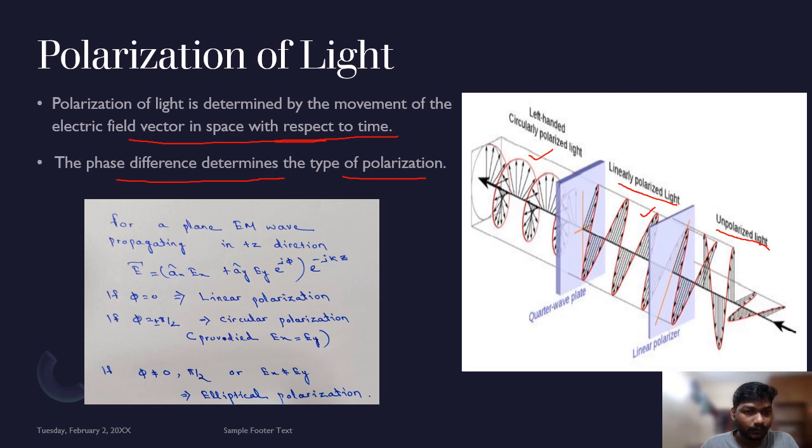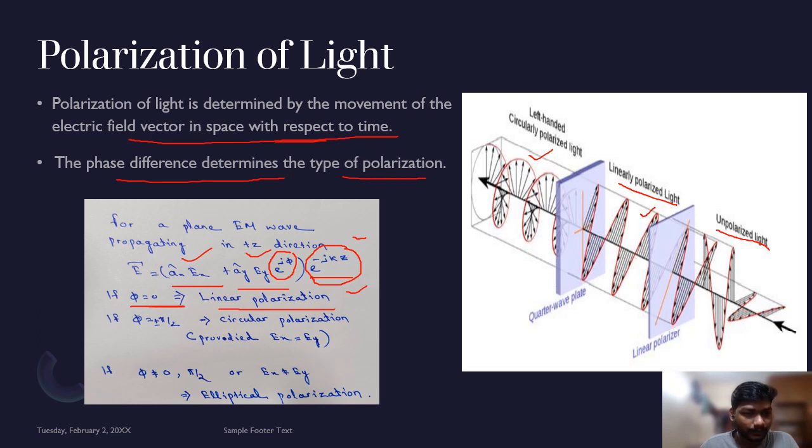So for a plane wave propagating in the plus z direction, if the E vector is given by ax Ex plus ay Ey e to the power j phi, where phi is the phase difference between the two waves, times e to the power minus j k z. This term signifies that they are traveling in the plus z direction. If phi is equal to 0, so that the phase difference between the x and y components is 0, then this is linear polarization. First thing to mark.